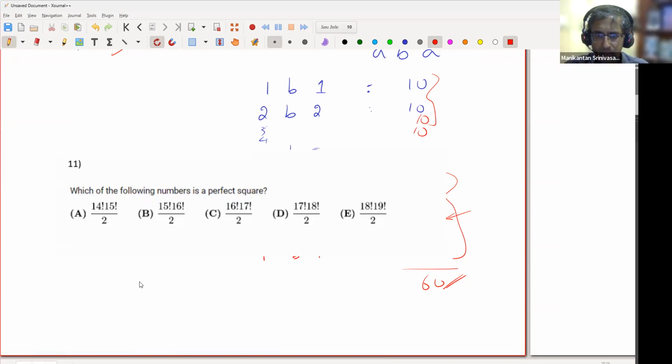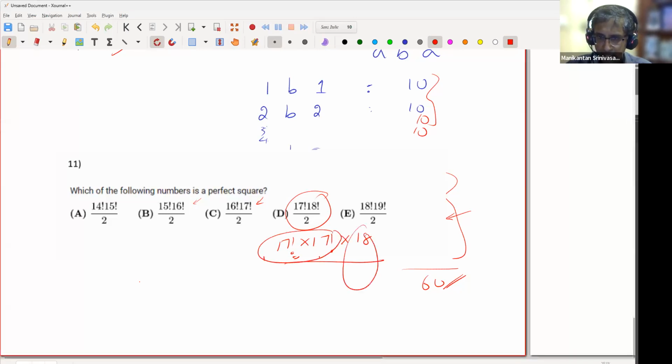So they're all successive factorials, right? So if one of the factorials cancels off with the 2, then I should get a factorial times another factorial times another number, which is a perfect square. So here, I think that's happening, right? So 17 factorial into 18 factorial is 17 factorial into 18, right? So I have the perfect square coming here and the perfect square coming here as well. 18 by 2 is also a perfect square.